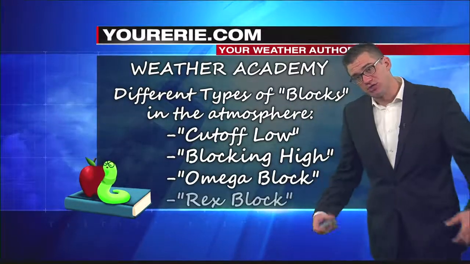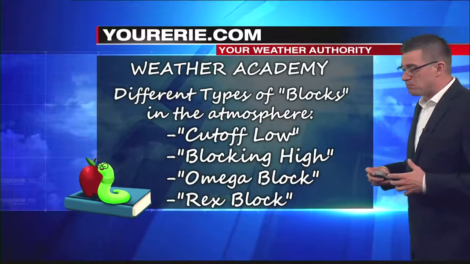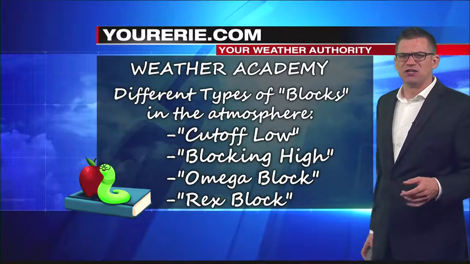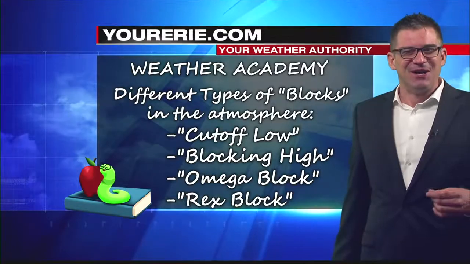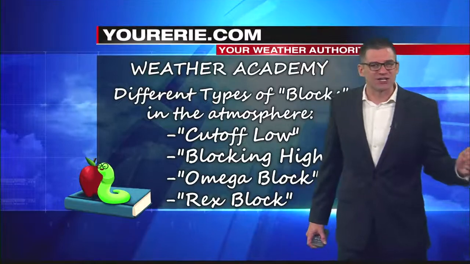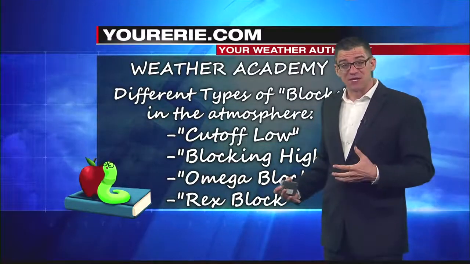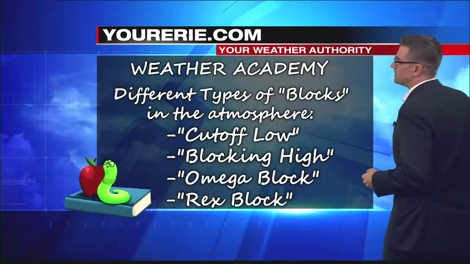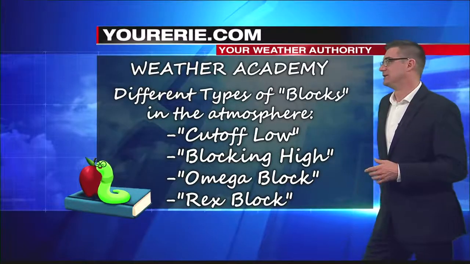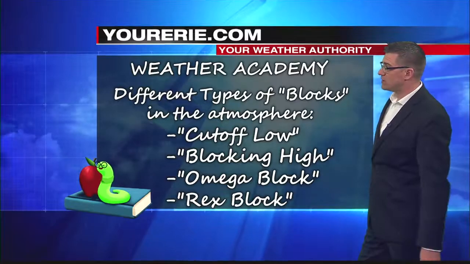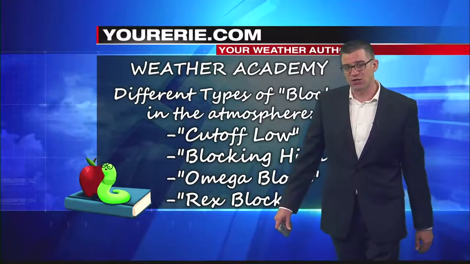We have a cutoff low, which is a blocking pattern. Blocking high makes sense, right? Something called an omega block, you might have heard us mention that before. And something called the Rex block. We're going to go over all of these and what the implications of each one of these blocks in the atmosphere has on our weather pattern, because these set up quite a bit, especially going into the warmer weather season. So let's start off with the cutoff low.